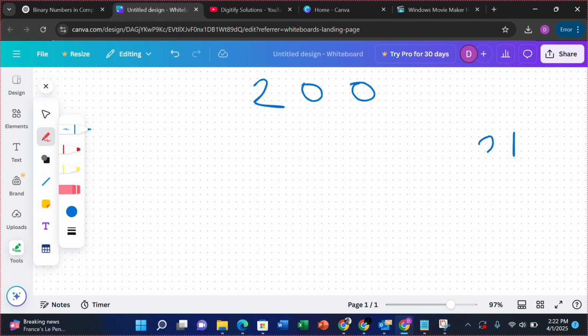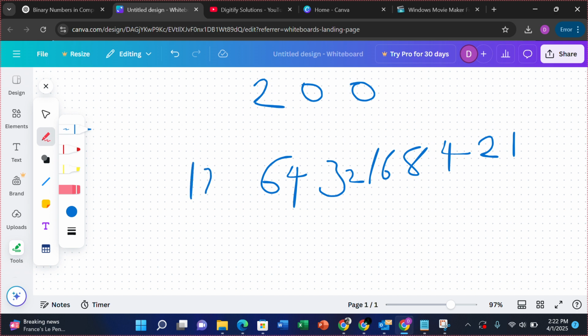So 1 plus 1 is 2, 2 plus 2 is 4, 4 plus 4 is 8, 8 plus 8 is 16, 16 plus 16 is 32, 32 plus 32 is 64, 64 plus 64 is 128. Now we're going to stop at 128 because 128 plus 128 will be 256, and 256 is going to be greater than 200. So that's the trick. You always stop at the closest number to it. So let's start.